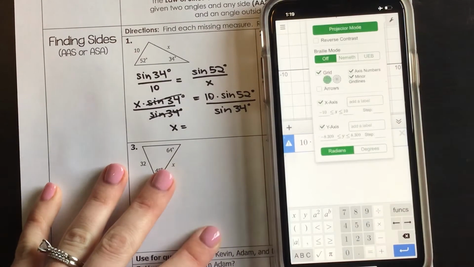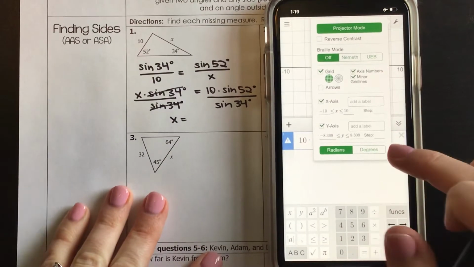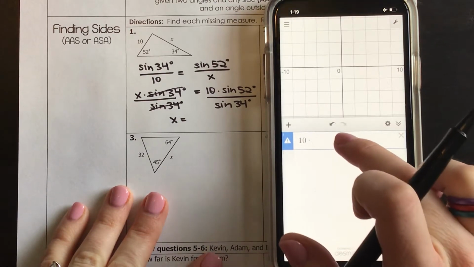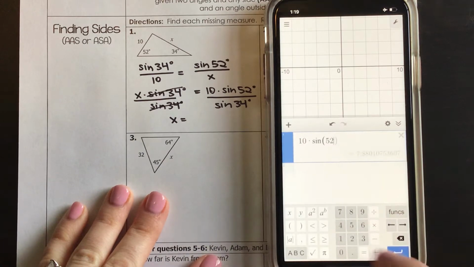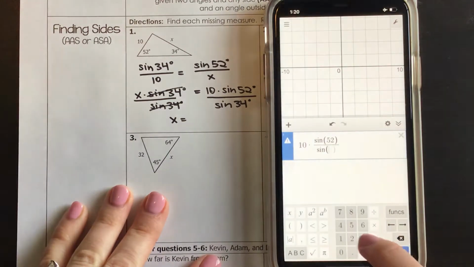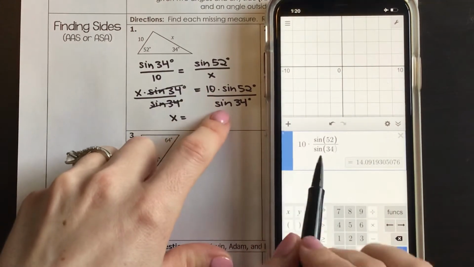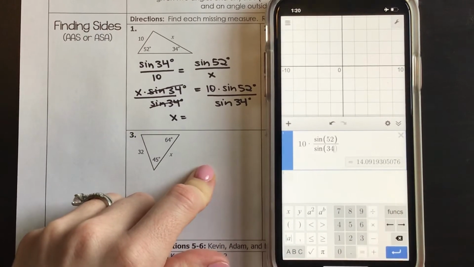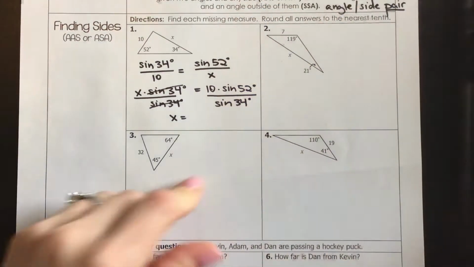Now, anytime you do trig, check your mode. Even when you close out of the app and then reopen it, it tends to reset to radians. So double check every time you use Desmos that you are in degrees. I sometimes make that mistake myself and then I get a wrong answer. So sine of 52, close the parentheses, divided by the sine of 34. Now this, if the constant kind of ends up over to the side, format-wise, that's okay. Just make sure that these are divided by each other, and then we get this value. Directions say round to the nearest tenth, so it would be 14.1.